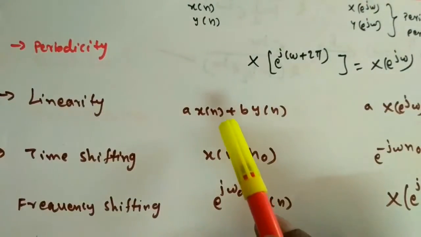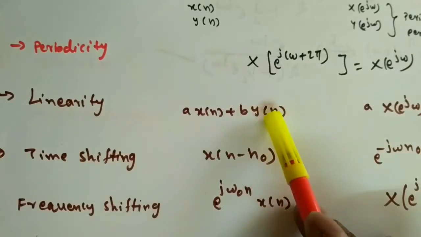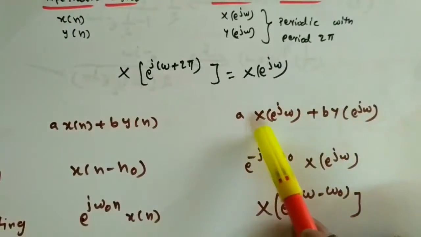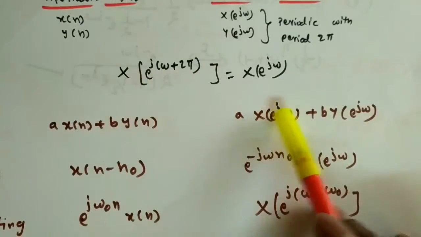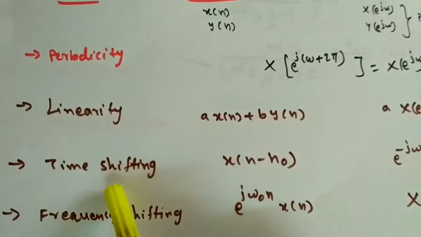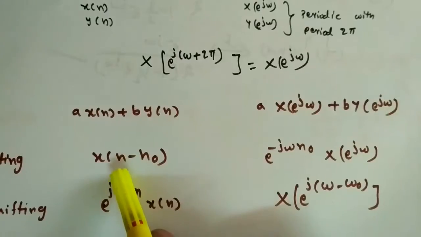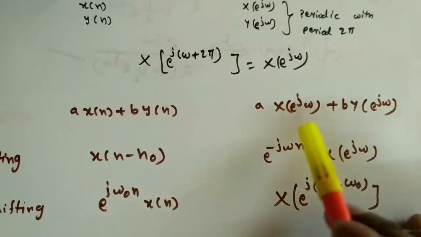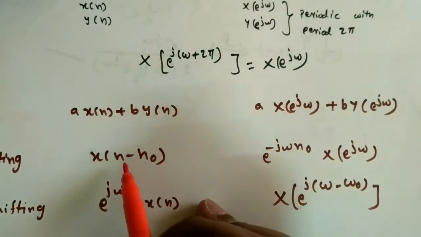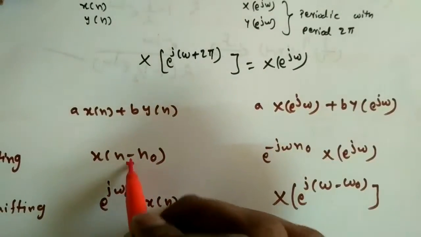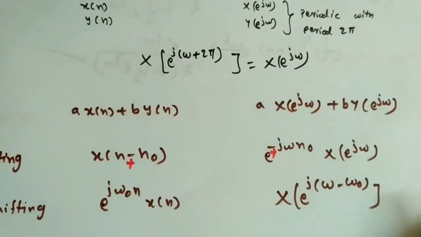Next one is the linearity property. If it is homogeneity plus additivity, in the frequency domain also we will get homogeneity and additivity, but with respect to the Fourier transform. Similarly, time shifting: when we shift in the time domain, in the frequency domain it will be e power minus j omega n naught. If this is minus, we'll get minus. If this is plus, we'll get plus.